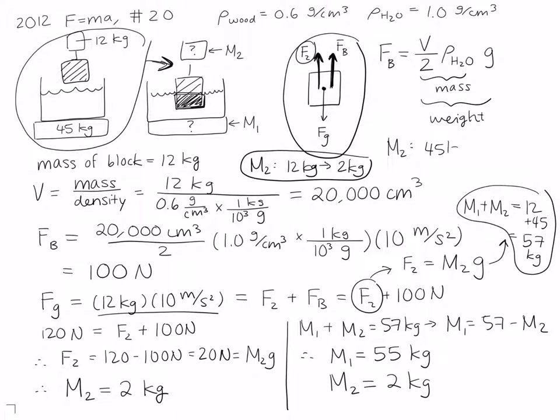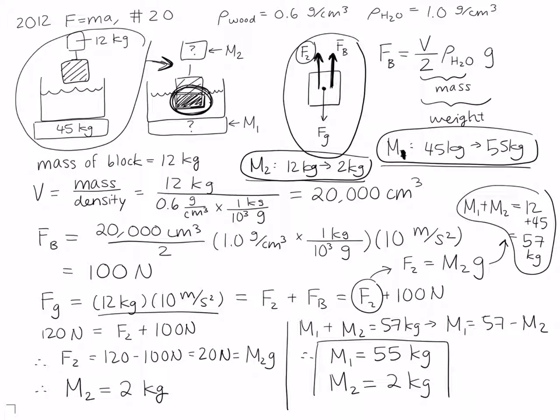Now let's consider M1. M1 goes from 45 kilograms to 55 kilograms. So M1 actually increases, which makes sense since now it also has to accommodate part of the force of gravity upon the block, since the block is now in the water, the water is in the container, and the container is on our scale. So M2 decreases and M1 increases, both of which seem to make intuitive sense. As a result, we state that M1 is equal to 55 kilograms and M2 is equal to 2 kilograms, and that's our answer.